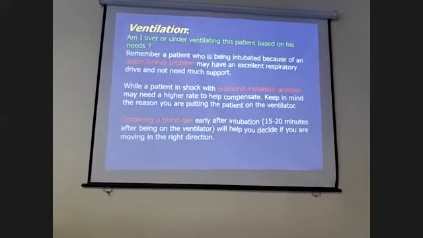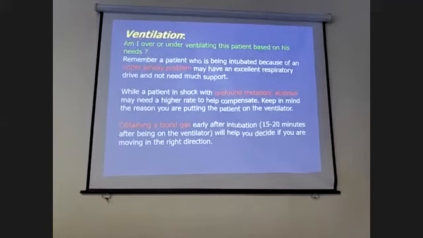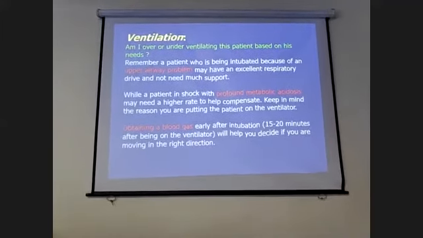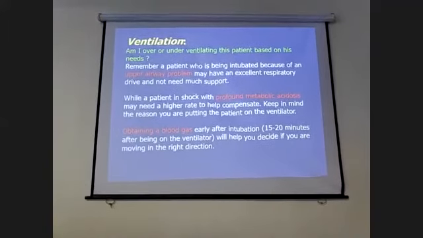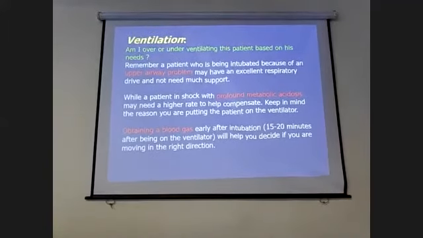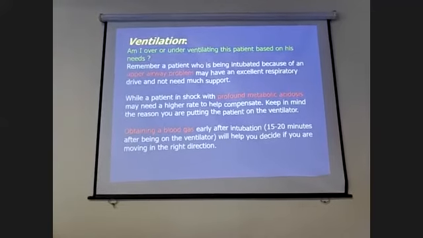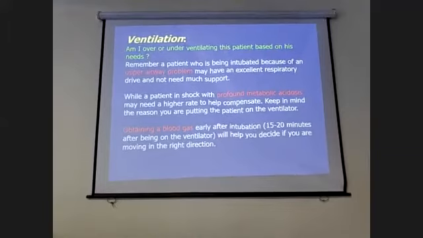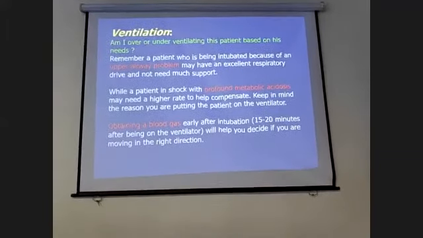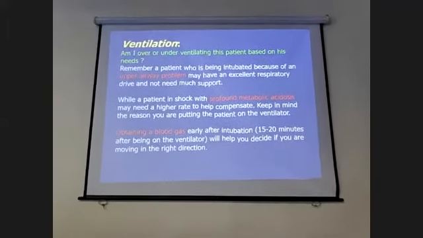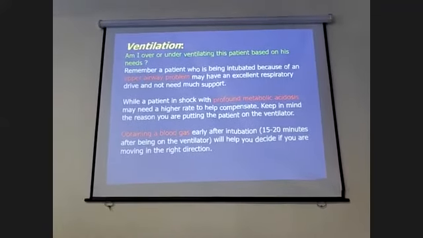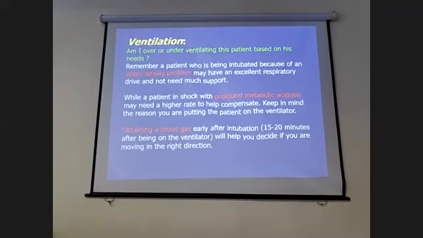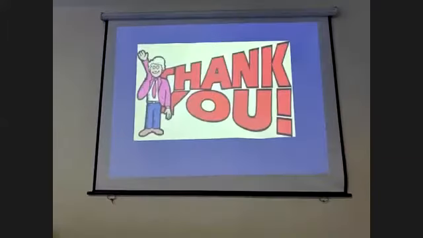Obtaining a blood gas early after intubation, within 15 to 20 minutes of being on the ventilator, will help you decide if you are moving in the right direction or not. As I said, after 20 minutes, you must do a blood gas and see which direction you are going. Is your oxygen improving or not, is your carbon dioxide coming down or not, are the pressures staying within normal limits, has the pH come to a normal level or not. You can always monitor through blood gas. That is why blood gas is very important.